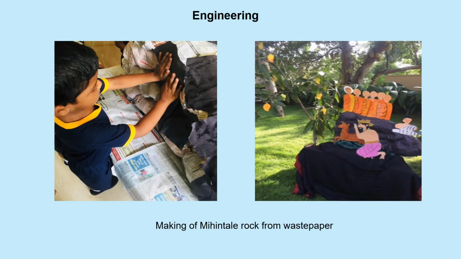Now when we talk about engineering, we gave them a big task. We made a Mihintale rock using waste paper materials, and they painted it black. So over here we have used newspaper to make a huge rock. They did everything, all the kids got together, collaborative work, and made a Mihintale rock.